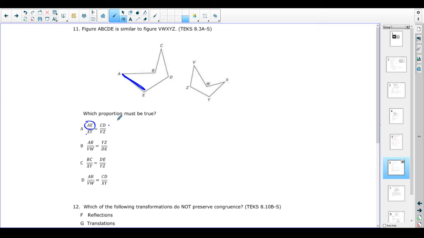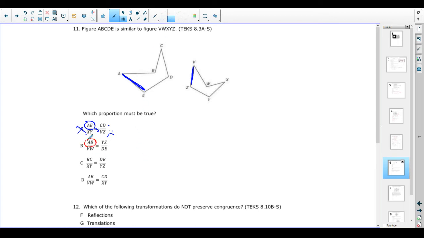And one of these two has to be the corresponding side on our other shape. So I need AE and VZ to be somewhere lined up. And it is not. It's down here, but diagonally is not lined up. That's bad. Don't do that. So this is not true. Okay, so we try again.